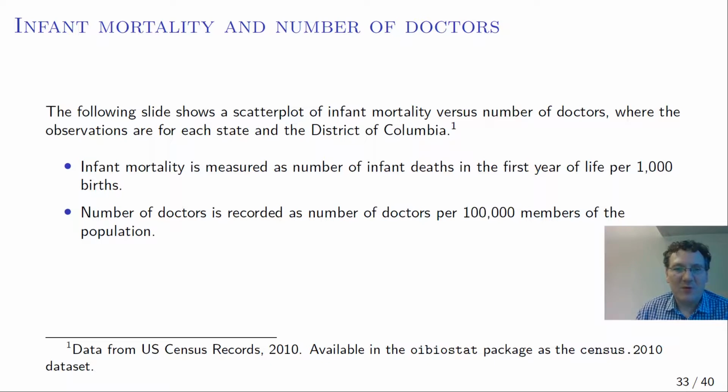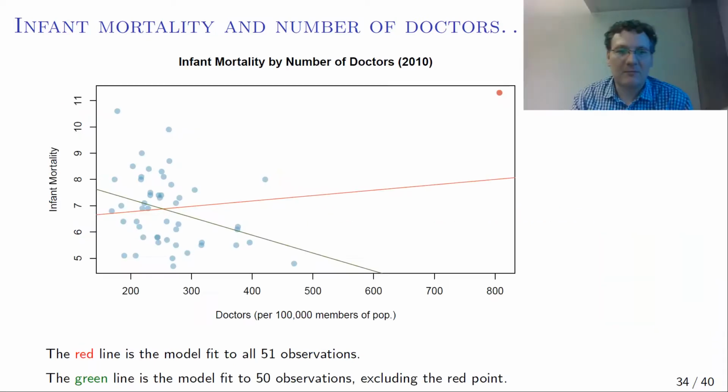We'll look at a scatter plot of infant mortality versus the number of doctors, where the observations are for each state and for the District of Columbia. So we have 50 states where we're looking at the number of doctors in that state and the infant mortality. That's per 1,000 and number of doctors per 100,000. In red, you have the line that fits all 51 observations. But there's this one point where there's 800 doctors for every 100,000 members of the population, and you also have really high infant mortality rate.